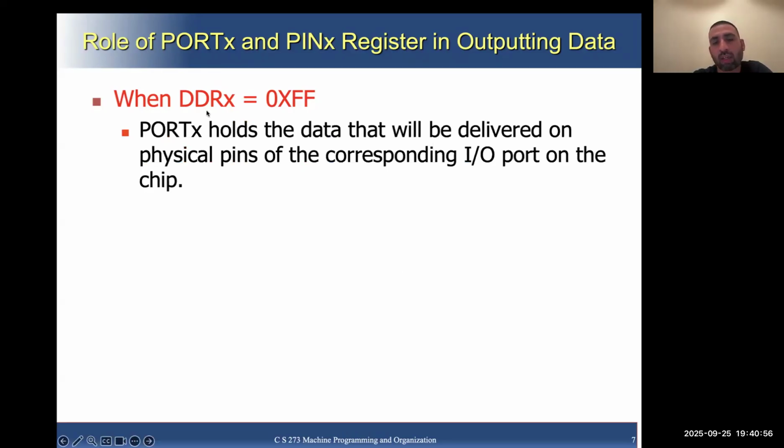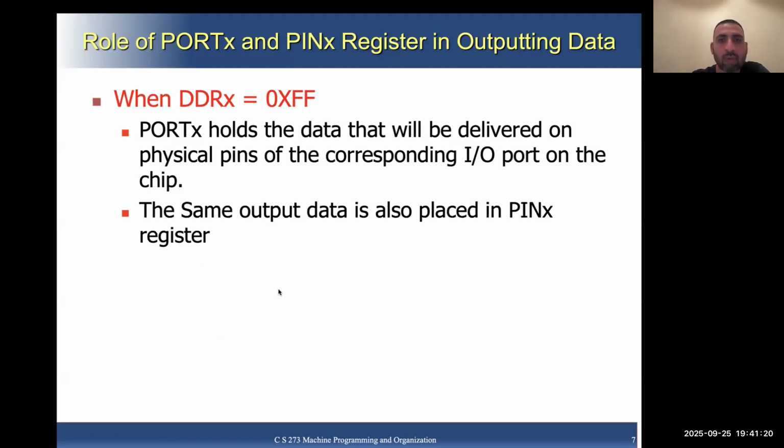So if you have configured the DDR register to specify that you want to use this port as an output, then the port X register, the port register of that corresponding port, will be used to hold the data which will be delivered on the physical pins of the corresponding IO port on the chip. The same output which you are putting in the port register will become available on the physical pins of the corresponding IO port, but it will also be placed in the pin X register.